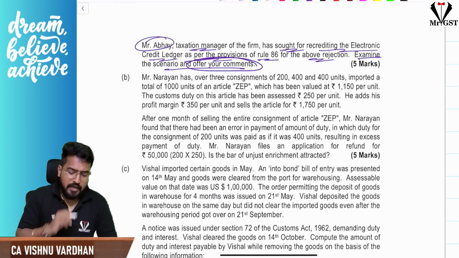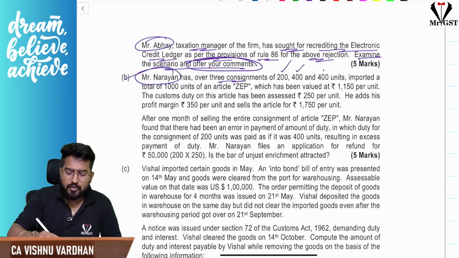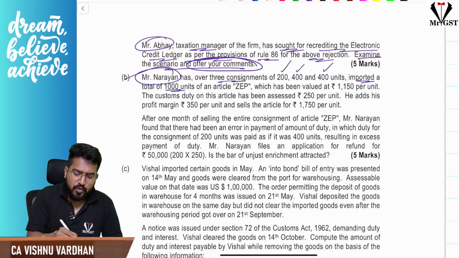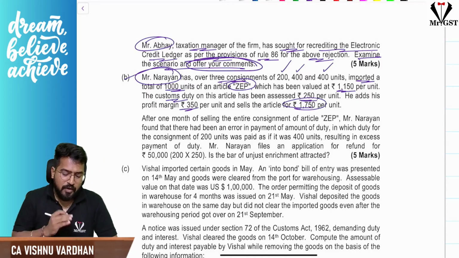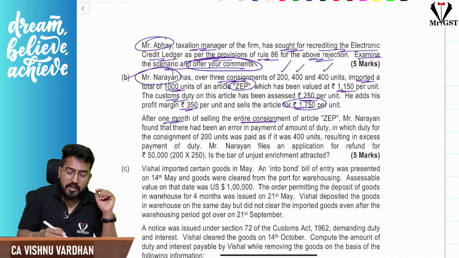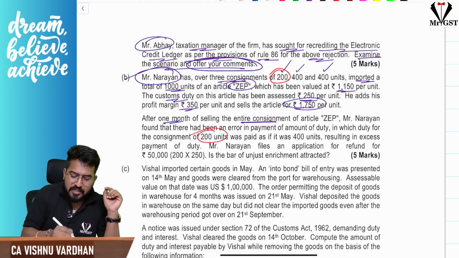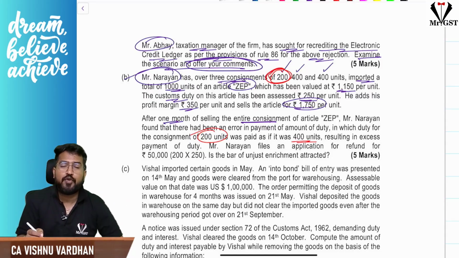Next, here is another interesting thing. Mr. Narayan imported three consignments, one with 200 units, 400 units, and 400 units, a total of 1000 units of an article called ZEP. It has been valued at 1150 per unit, customs duty is 250, and he wants a profit of 350 rupees, so he will sell it for 1750. What happened after 1 month of selling the entire consignment of that article? He came to know that the 200 units consignment was there, but he misunderstood it as 400 units. So instead of paying customs duty on 200 units, he has paid on 400 units.